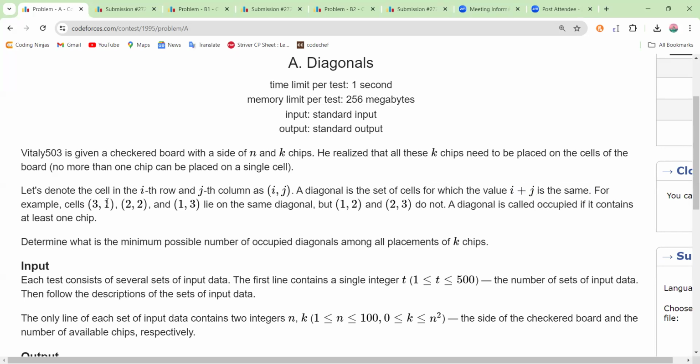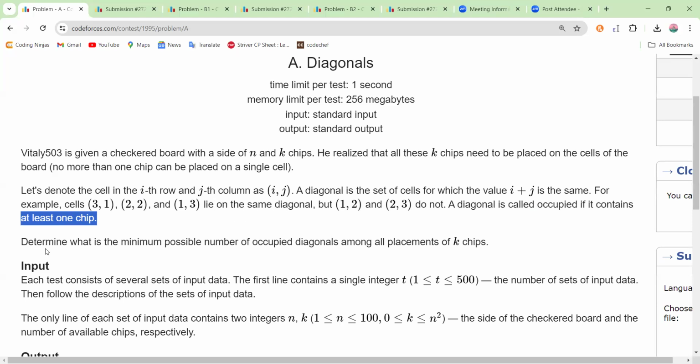For example, cells (3, 1), (2, 2), (1, 3) lie on the same diagonal because the values of i plus j for them are all the same. But (1, 2) and (2, 3) do not. A diagonal is called occupied if it contains at least one chip. So even if a diagonal contains at least one chip, we call it an occupied diagonal.